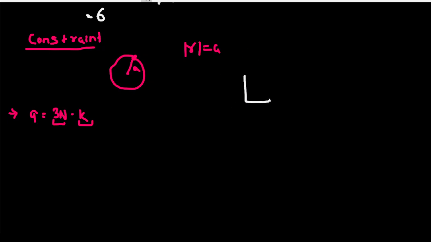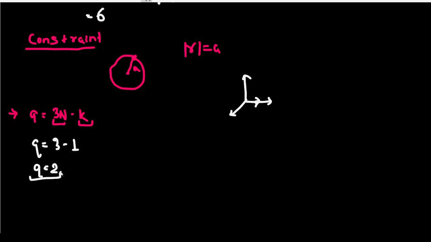Let me draw the x, y, and z axis here as well. Suppose that the particle has a constraint in the x-axis. It means it cannot move in the x-axis, only in the y and the z-axis. Then q is equal to 3 minus 1, which is q equal to 2. And this is called the generalized coordinate.